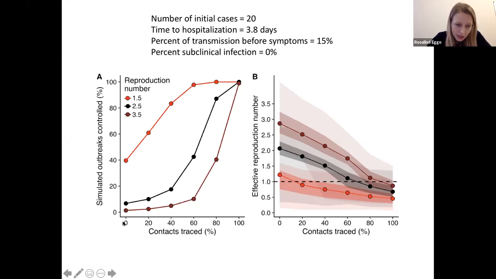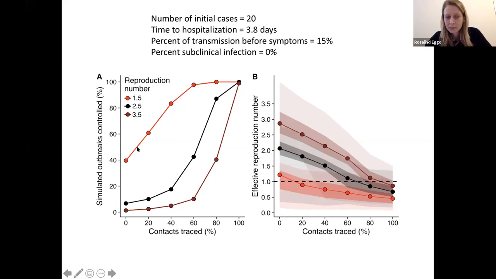What you might notice here is that at 0% contacts traced, some simulated outbreaks are controlled. That's because you're doing rapid isolation of cases, which as you saw in the previous figure means that the person doesn't achieve all of the infections that they would have achieved in the model. But also, because we have this heterogeneity between people in the number of infections they create, you get what is called stochastic die-out. With this heterogeneity, most people don't infect anyone. So that's how you end up with this situation.